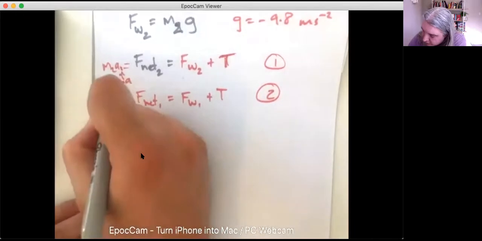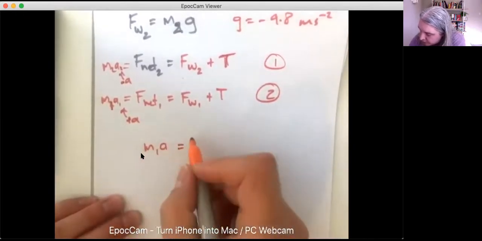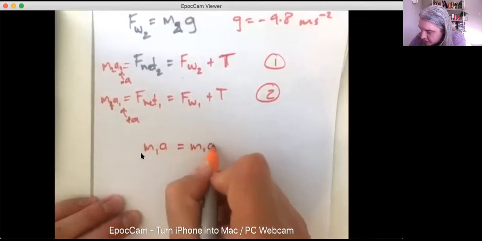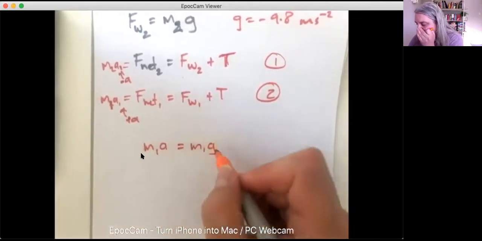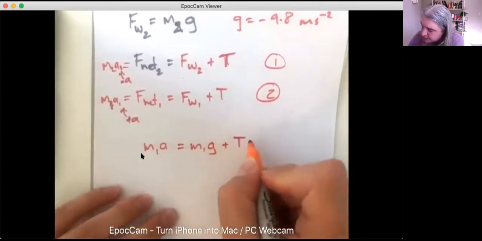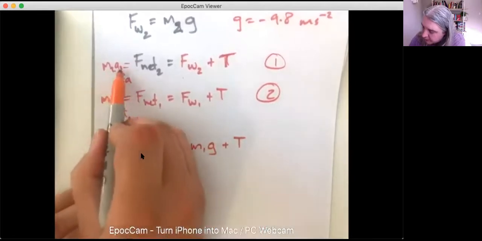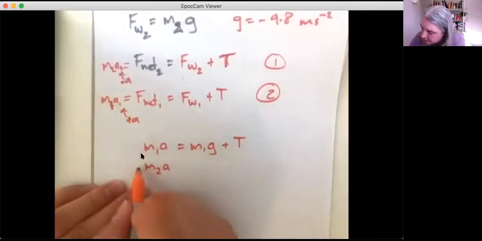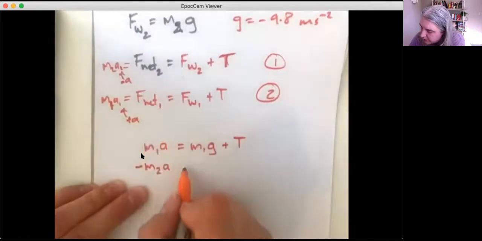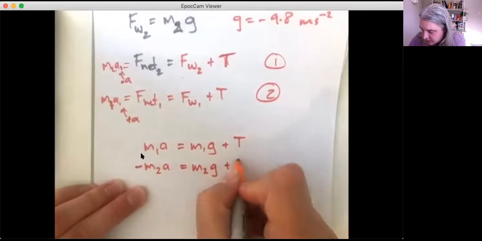I've written M2 there. M1A1. M1A is equal to M1G, that's our weight force, plus the tension, and we have M2A. That's here. F net M2A, but negative now for negative A, is equal to the weight force on the second object, M2G, plus tension again.